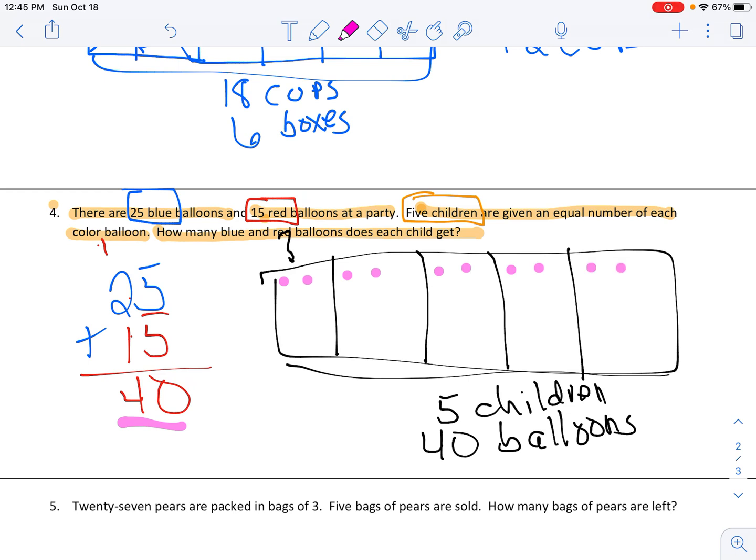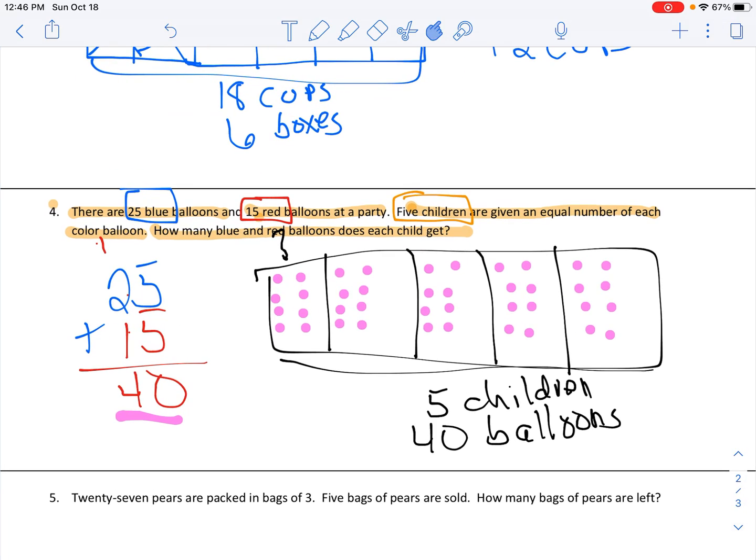1, 2, 3, 4, 5, 6, 7, 8, 9, 10, up through 40. How many balloons did each child get? They each got 8. 1, 2, 3, 4, 5, 6, 7, 8. 8 balloons.